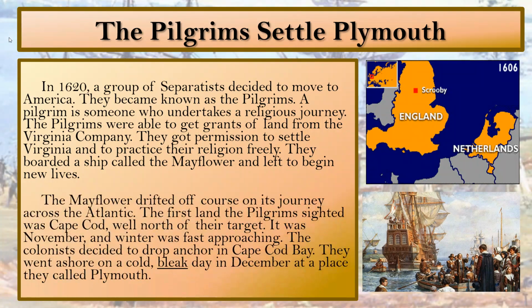The Mayflower drifted off course on its journey across the Atlantic. The first land the Pilgrims sighted was Cape Cod, well north of their target. It was November, and winter was fast approaching. The colonists decided to drop anchor in Cape Cod Bay. They went ashore on a cold, bleak day in December at a place they called Plymouth.